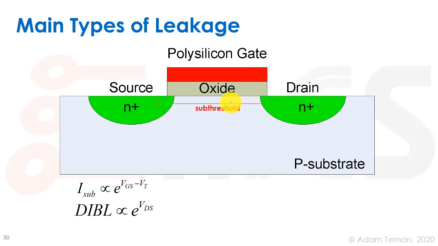Again, both of these are leakage from the drain to the source or source to the drain through the channel of the transistor, and they're exponentially dependent on VGS, VT, and VDS. The second type of leakage that we're going to be looking at is the gate leakage.